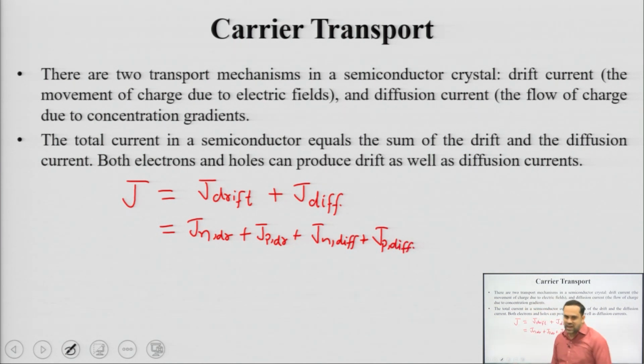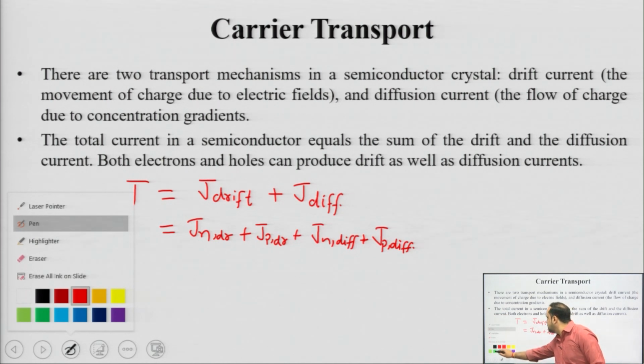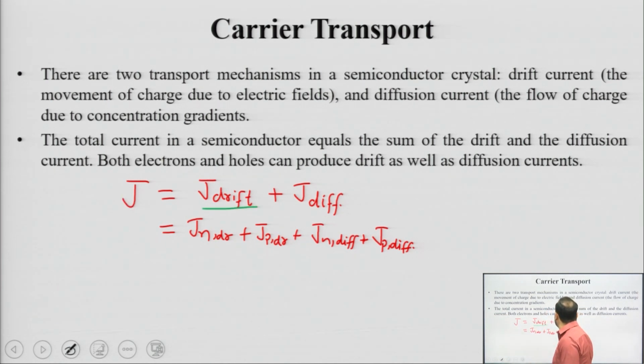So, when we are studying carrier transport, not only do we want to understand the mechanism producing this conductivity, but when we want to mathematically quantify the current density, we need the individual components also. Broadly you are going to have two types of current components. You can have drift, which can be because of both electrons as well as holes, so you can have electron drift current and hole drift current. At the same time you will have diffusion current, so you can have electron diffusion current and hole diffusion current.